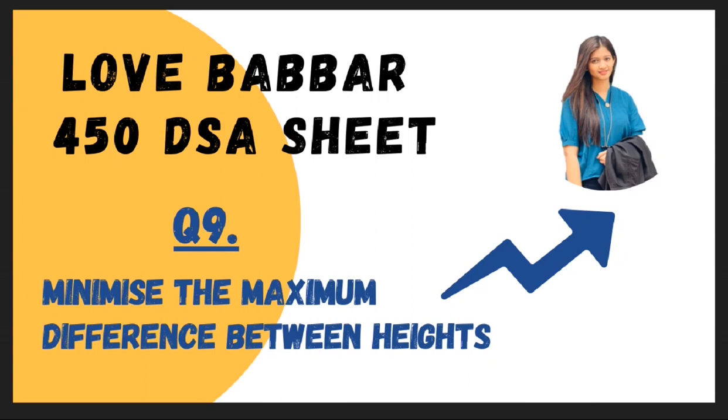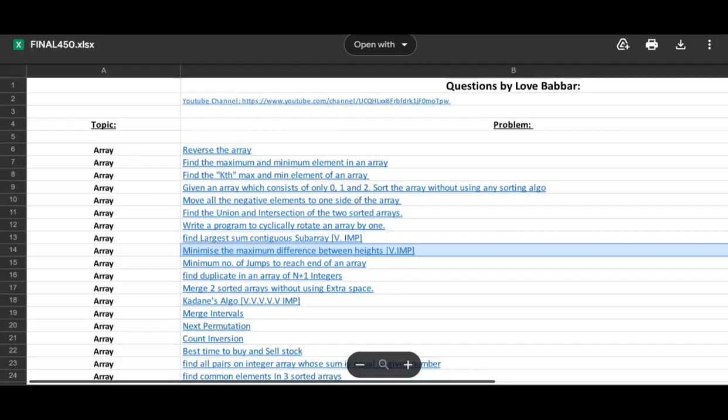I am Saummya and today we will be moving forward to the ninth question of our Love Babbar's 450 DSA sheet series, which is minimize the maximum difference between heights. This is a very important question, people. So let's move forward to our question. This is minimize the maximum difference between heights. Okay, so this is also a very important question, people.